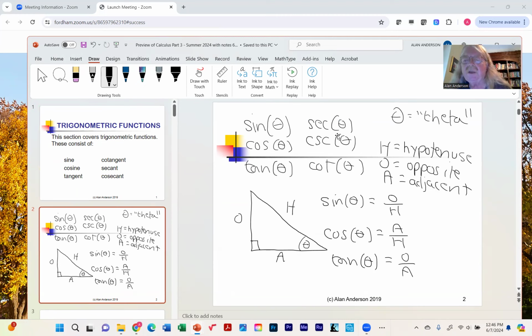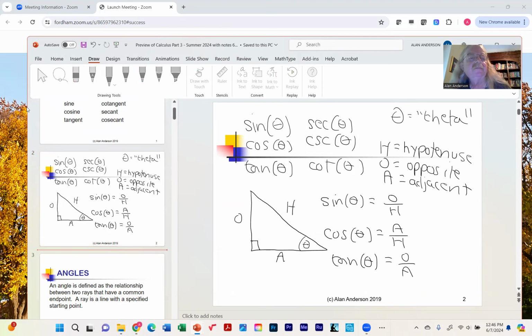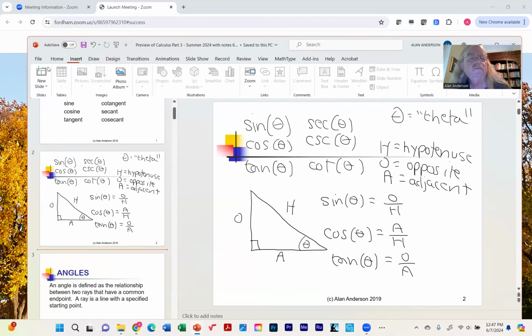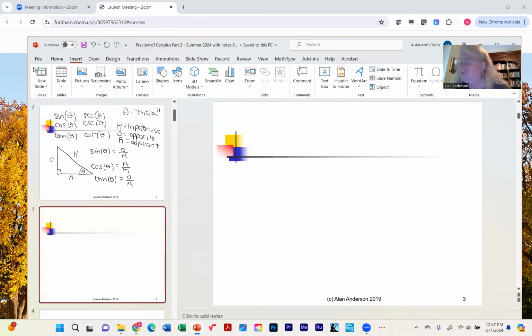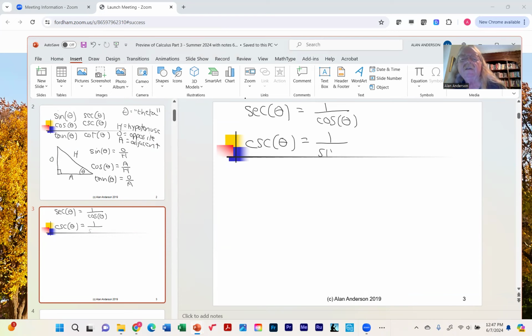There are still three more that we haven't mentioned yet: the secant, cosecant, and cotangent. These are just functions of the first three. For example, the secant of theta is the inverse of the cosine. The cosecant is the inverse of the sine, and the cotangent is the inverse of the tangent.